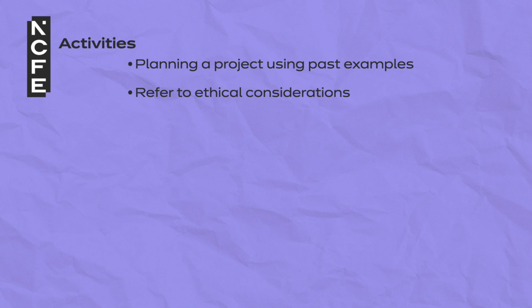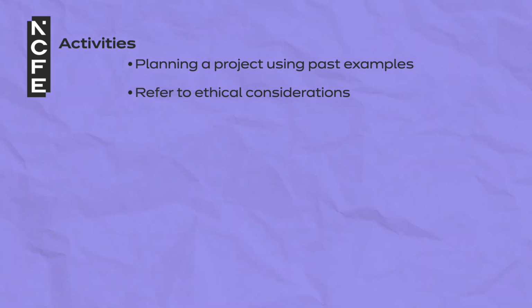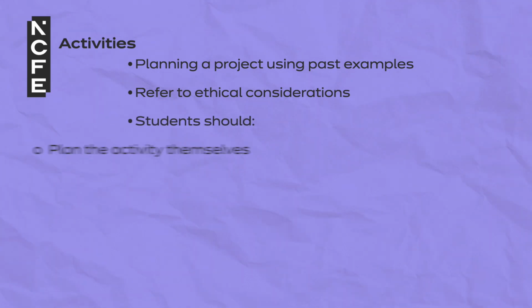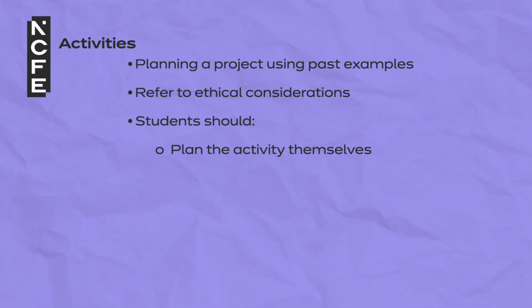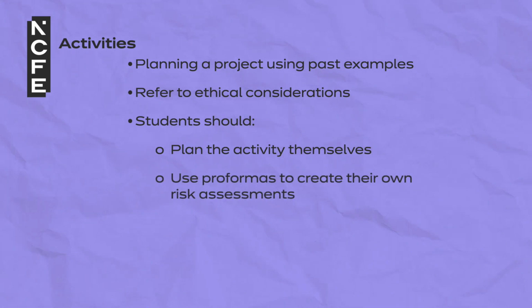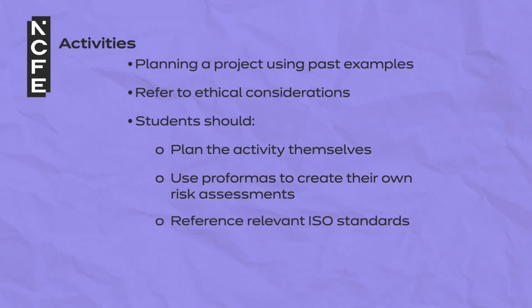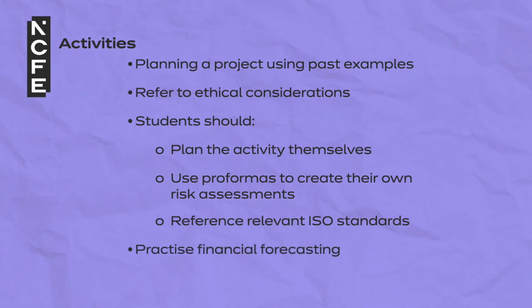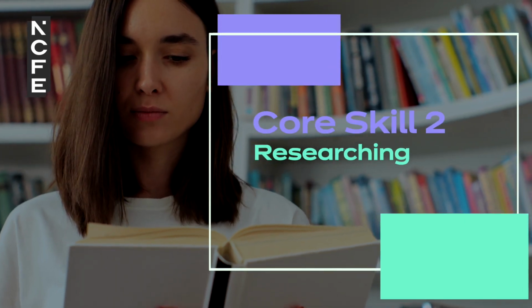Always refer to ethical considerations when discussing the scientific research and any relevant codes of practice. When carrying out any practical activities, students should plan the activity themselves, including referencing which raw materials and equipment they require. Students should also use templates to create their own risk assessments, focusing on risk prioritization, and they should reference relevant ISO standards. As a starter activity, students could practice financial forecasting by being given scenarios from industry featuring budgets and various costs.